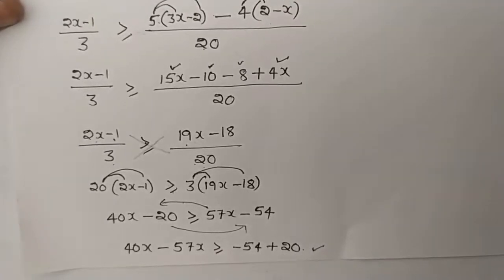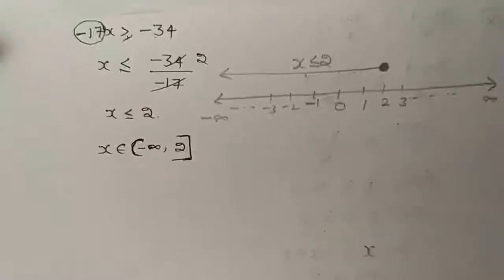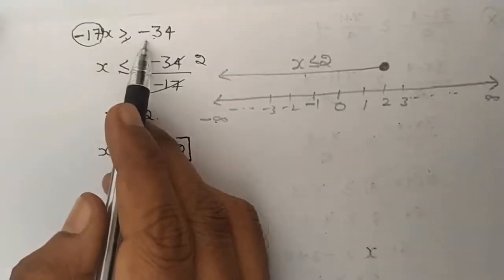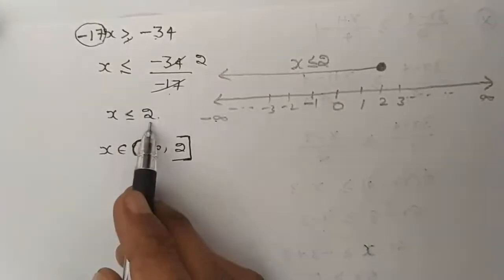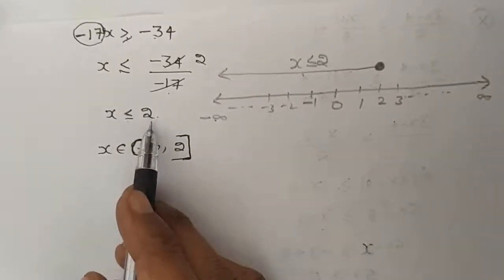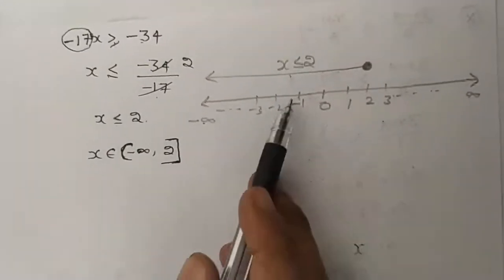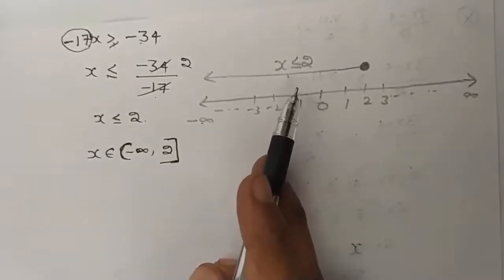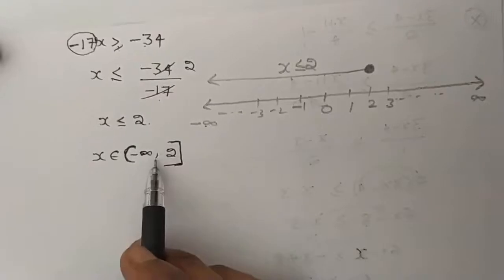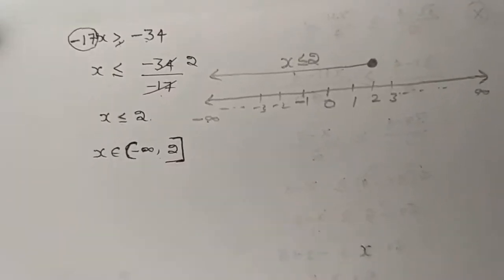Next we will move on to the further step. It will be minus 17x is greater than or equal to minus 34. x is less than or equal to minus 34 by minus 17. Finally we get x less than or equal to plus 2. So it is a representation of a solution set on a number line, and this is how we write the solution set.